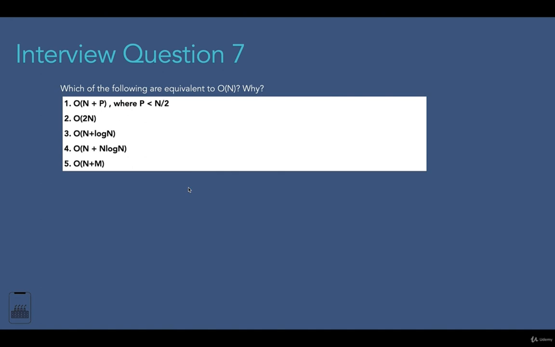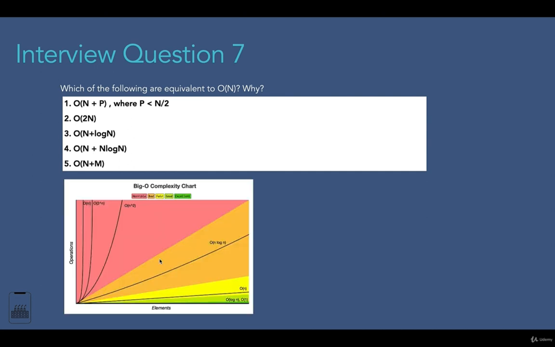Question number 7. Now in this question we need to find out which of the following are equivalent to O(n) time complexity. Now here let me give you a tip. When you have a situation in which you need to drop non-dominant terms, it's very useful to use the time complexity graph that we presented in our previous lecture. So from this graph you can identify which of these complexities are non-dominant.